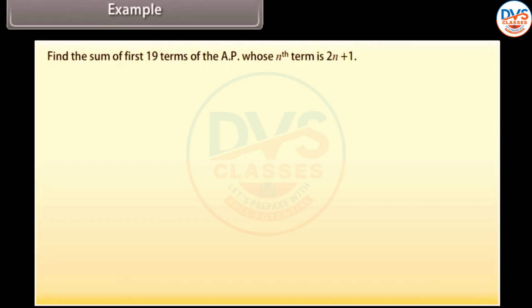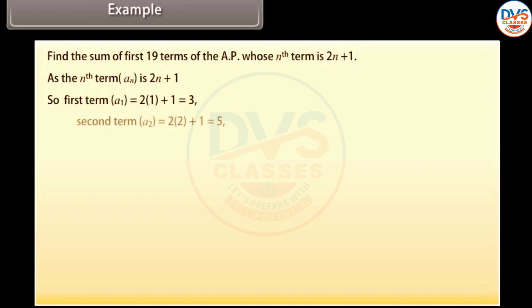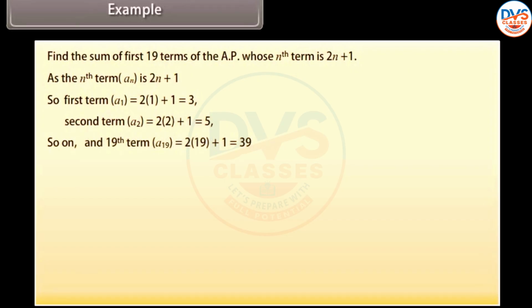Find the sum of the first 19 terms of the AP whose nth term is 2n plus 1. As the nth term an is 2n plus 1, the first term a1 is equal to 2 into 1 plus 1 is equal to 3. The second term a2 is equal to 2 into 2 plus 1, which is 5, and so on. And the 19th term is equal to 2 into 19 plus 1, which is equal to 39. So the list of numbers we get is 3, 5, 7, and so on, up to 39.